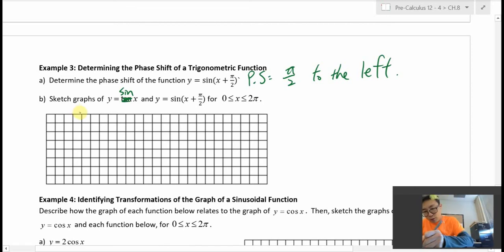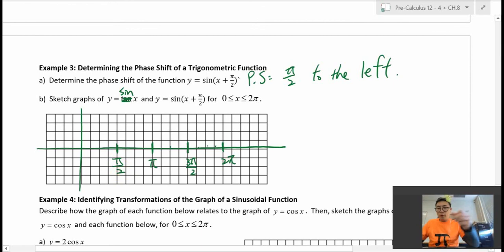Okay, so from 0 to 2 pi, we're going to start from here. Here's my halfway. I will make 4 boxes as pi over 2. So pi over 2, 1, 2, 3, 4. Pi, 1, 2, 3, 4. 3 pi over 2, 4. That's 2 pi right here.